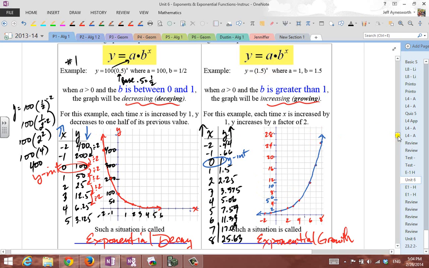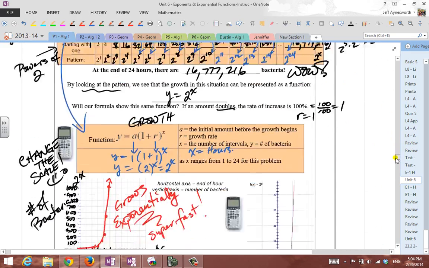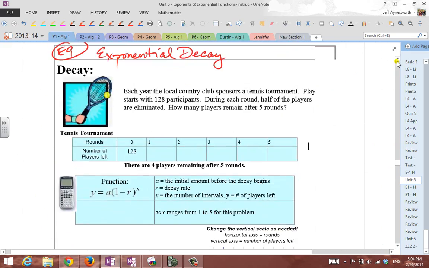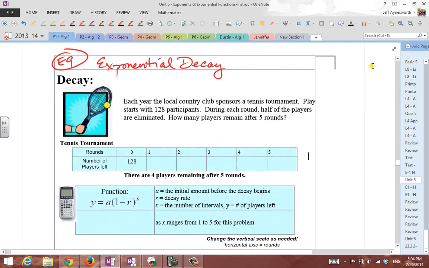So what we want to do now is take a look at another cool example, something that you could be familiar with. If you play tennis or been involved in a tournament, this will sound familiar. So check this out, exponential decay function. Each year the local country club sponsors a tennis tournament. This is for all you tennis players. The play starts with 128 participants.